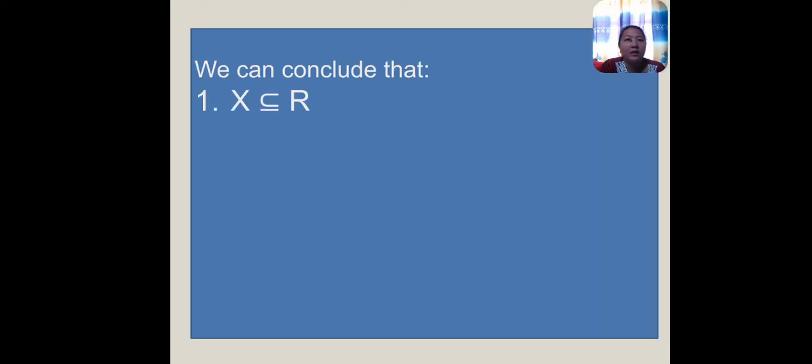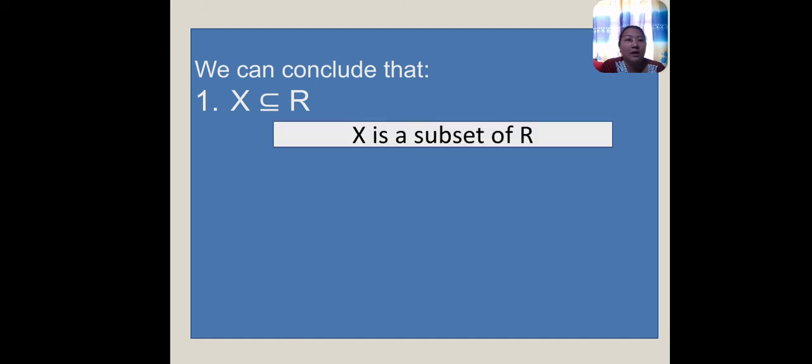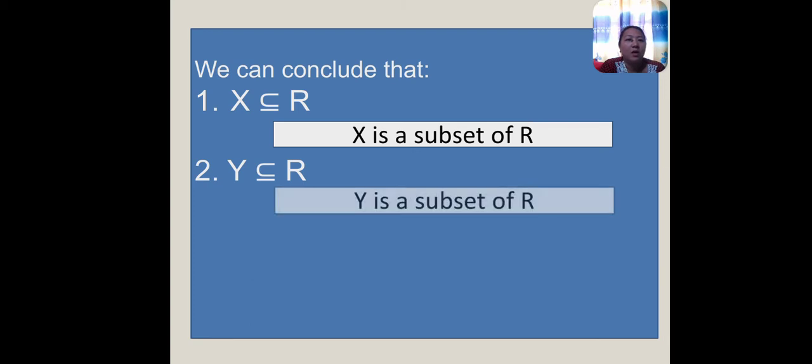Okay, we can conclude that X is a subset of R because all the elements of X can be seen in the rainbow. And Y is a subset of R because all the elements of Y can be seen in the elements of set R.